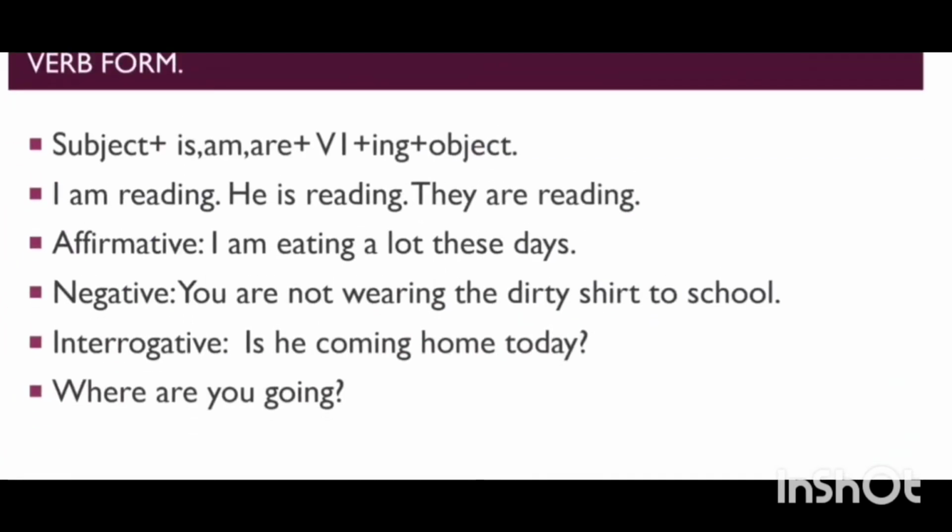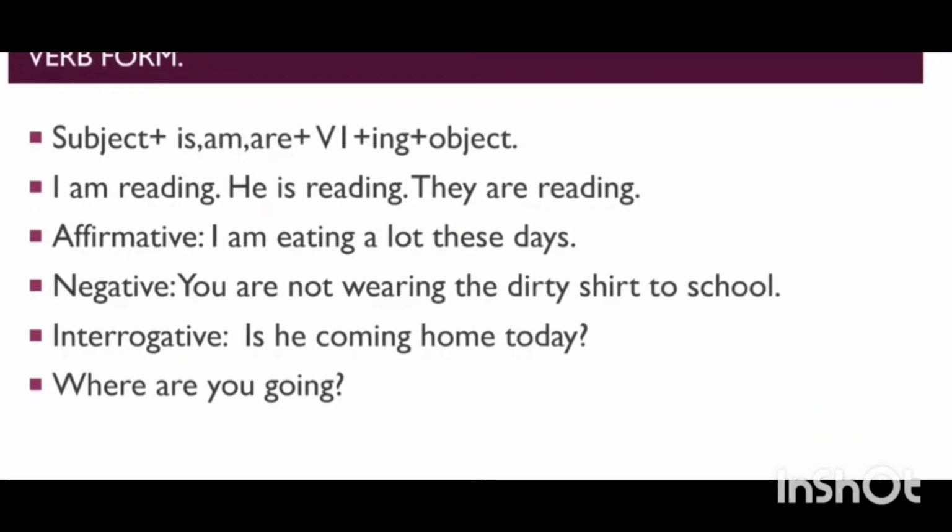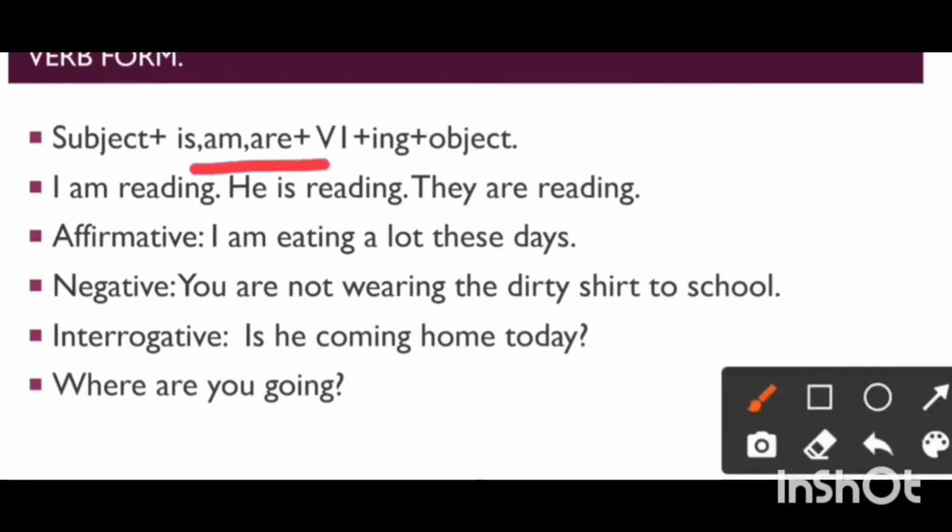Now the verb form in continuous or progressive tense. We use the helping verb is, am, are, and the first form of the verb plus ing. Subject plus is, am, are plus first form of the verb plus ing plus object. This is the structure you have to follow. I am reading, he is reading, they are reading. With plural subject are, with singular subject is, and with I only we use am. And the verb, first form of the verb plus ing.